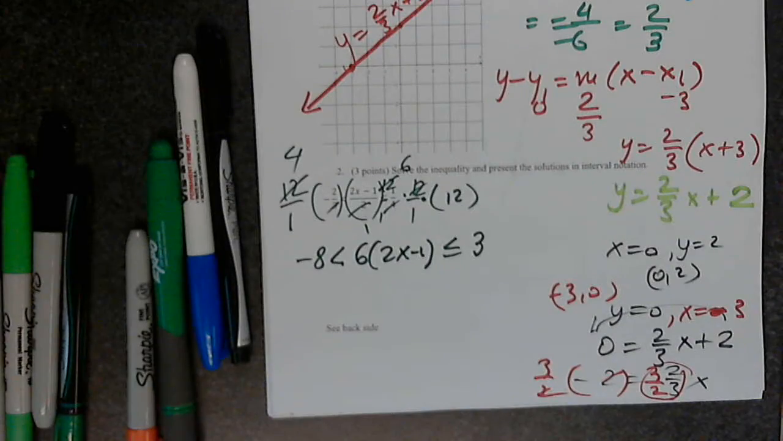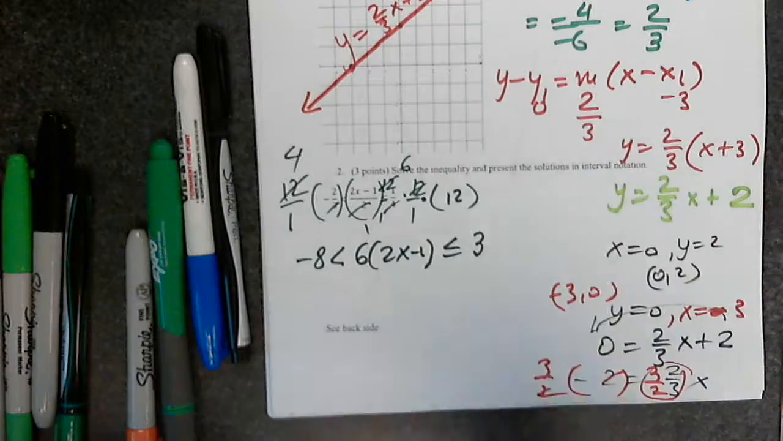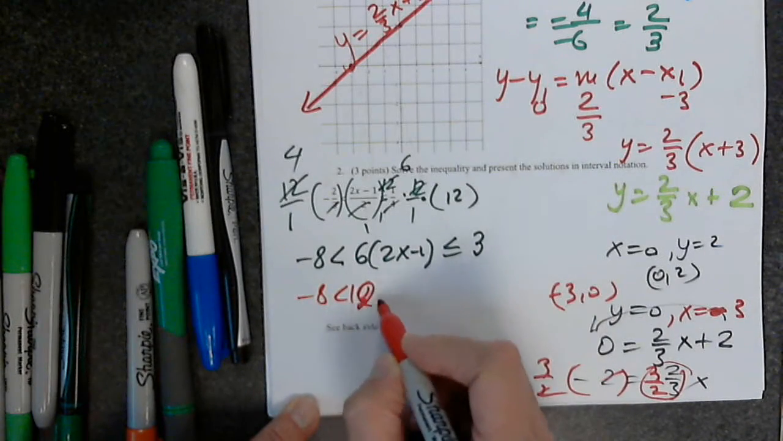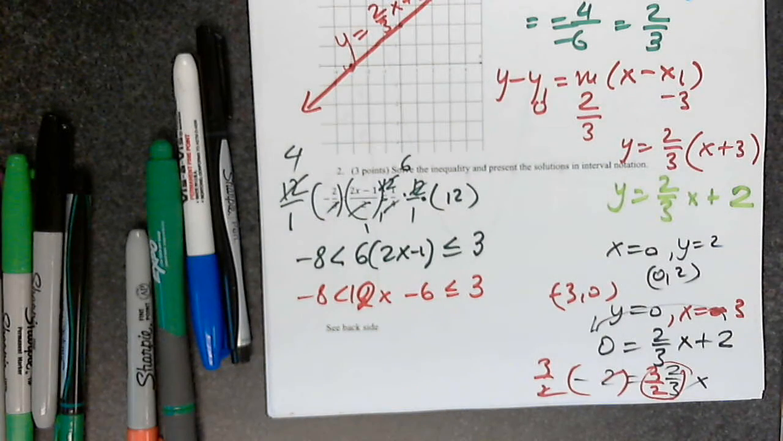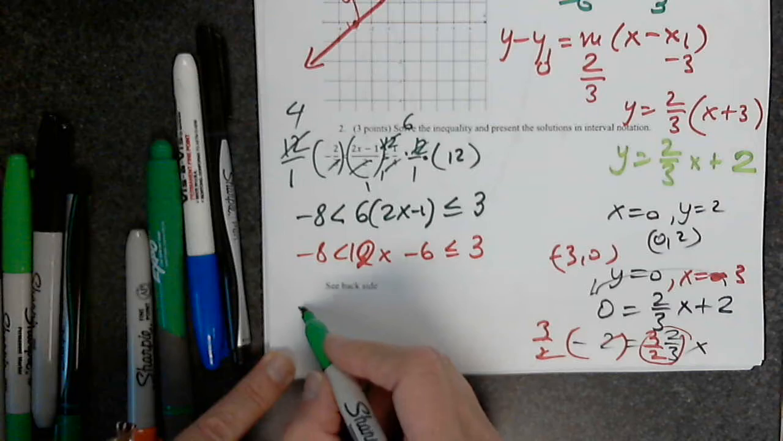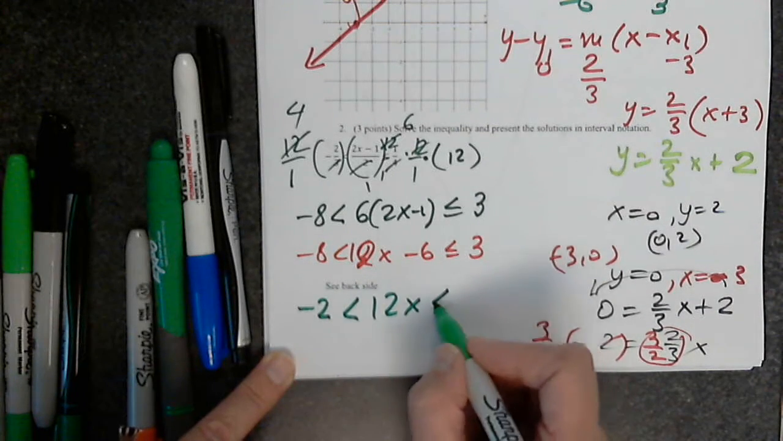Good. What now? I agree. So negative 8 less than 6 times 2, which is 12, 12x minus 6 less than or equal to 3. Very good. Perfect. Next step. Yes? Exactly. All 3 sides. Good. I'm adding 6 here, and I get negative 2. I'm adding 6 here, and I get 12x. I'm adding 6 here, and I get 9.